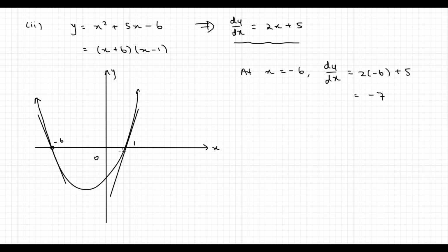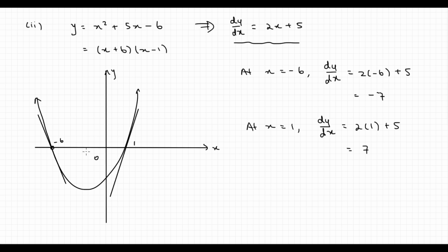For the other x-intercept at 1, at x equals 1, dy/dx is 2 times 1 plus 5. That's 2 plus 5, which equals 7. So the gradient of the tangent at x equals 1 is 7. We can see algebraically that the gradients are exactly the same, but one is negative while the other is positive, and that's essentially to do with the symmetry of the parabola.